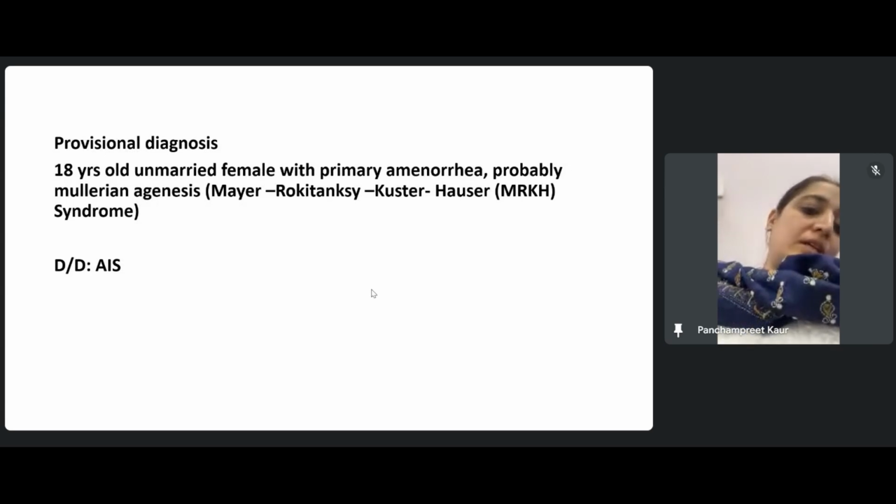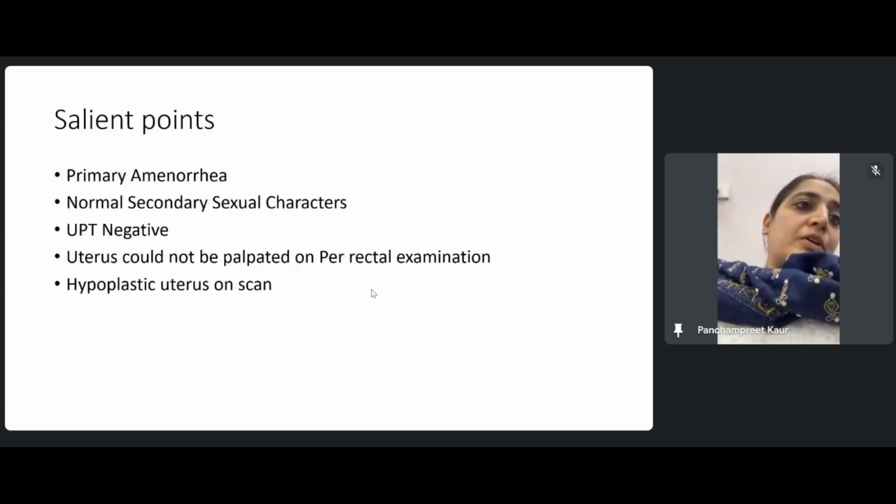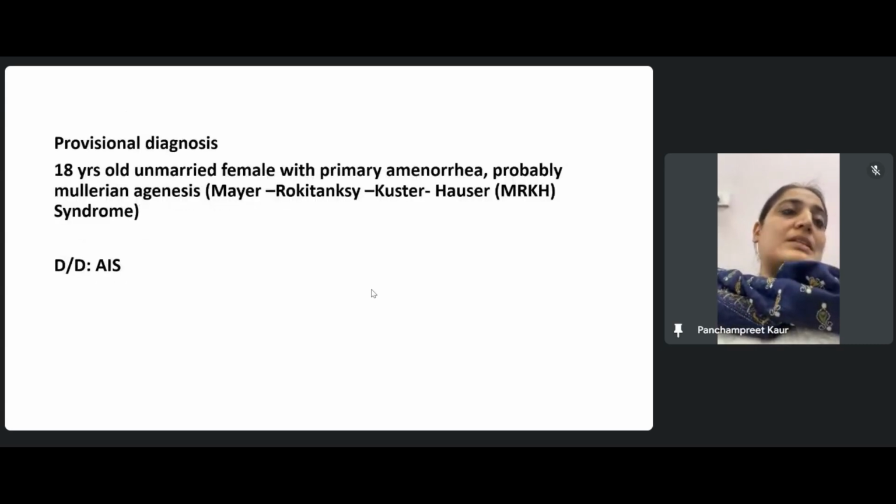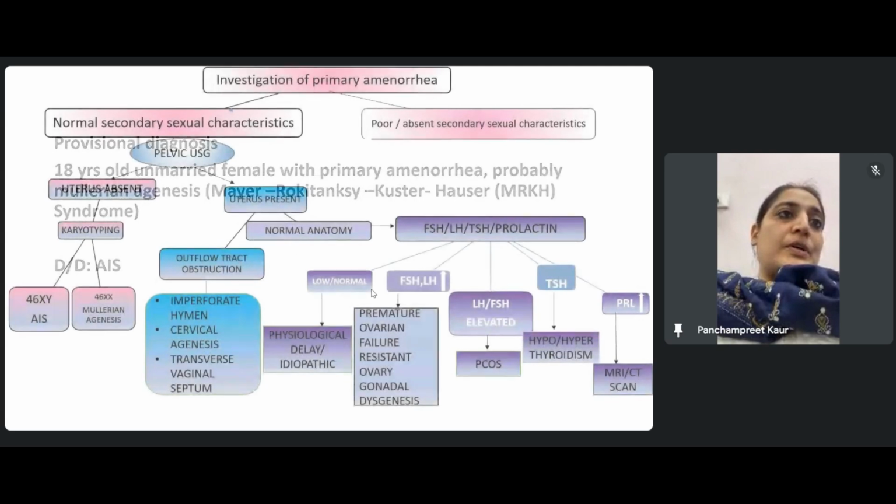or androgen insensitivity. But without any test, we can still differentiate between the two, because in androgen insensitivity syndrome, there will be very scarce pubic hair, or less pubic hair, or no pubic hair. But in this case, the pubic hair was standard stage 4.